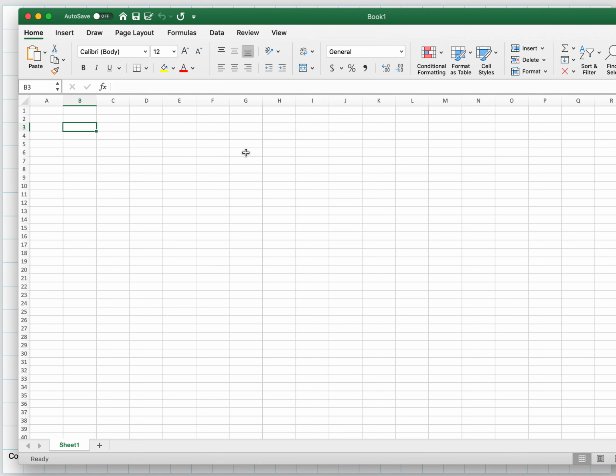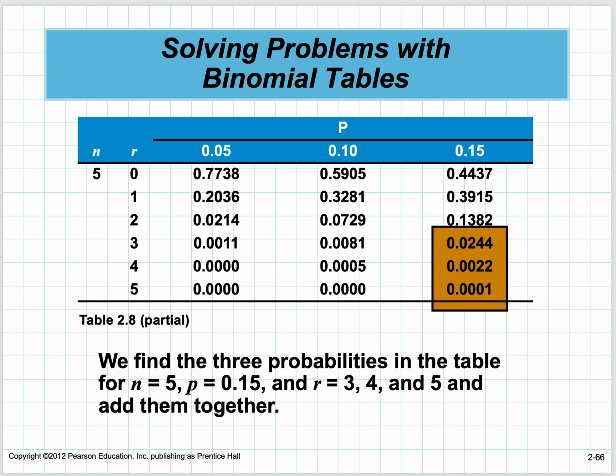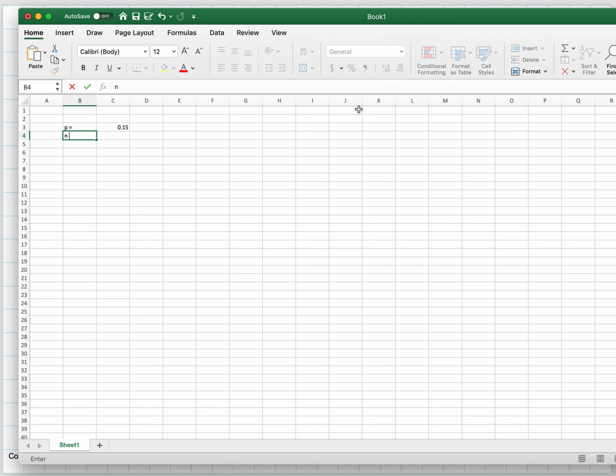So if I say P equals 0.15, how many trials did we have? I don't remember. 5. N equals 5. Then we have R, we have PDF, and I'll actually calculate the CDF as well here and explain both. Let's make this bold. And we have 0, 1, 2, 3, 4, 5.